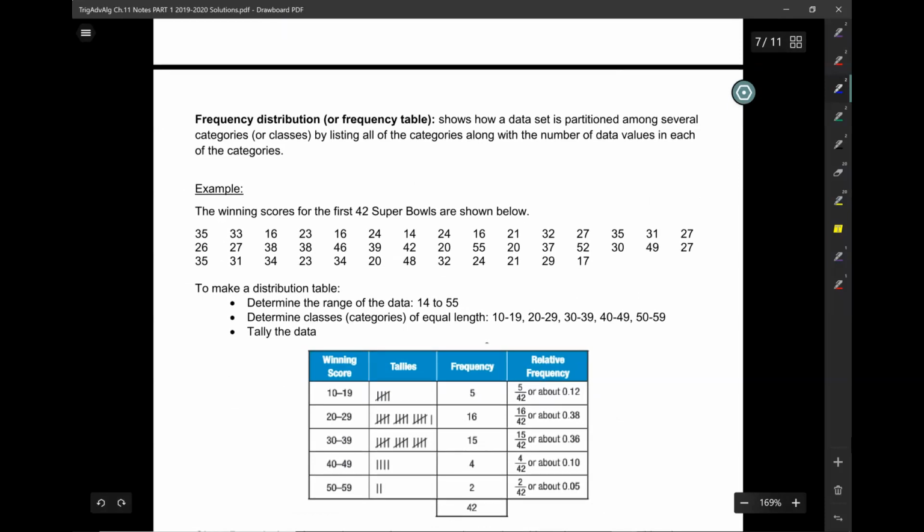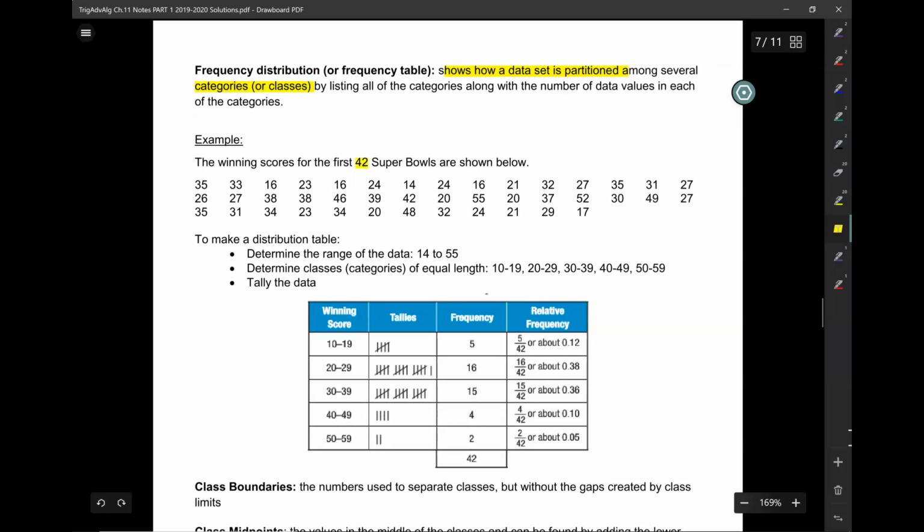All right, let's move on to a frequency distribution, or a frequency table. This is something that shows how data is partitioned among several categories or classes. So basically, here's what we're going to do here. Look at this example. These are the winning scores for the first 42 Super Bowls. Okay, the winning scores. So in the first ever Super Bowl game, the team that won scored 35 points. Super Bowl number 2, the team that won scored 33 points, and so on. Okay, and then Super Bowl number 42, the winning team only scored 17 points.